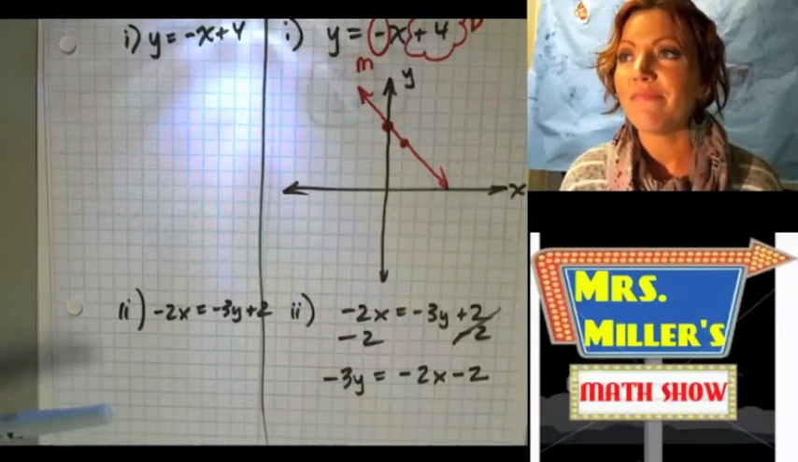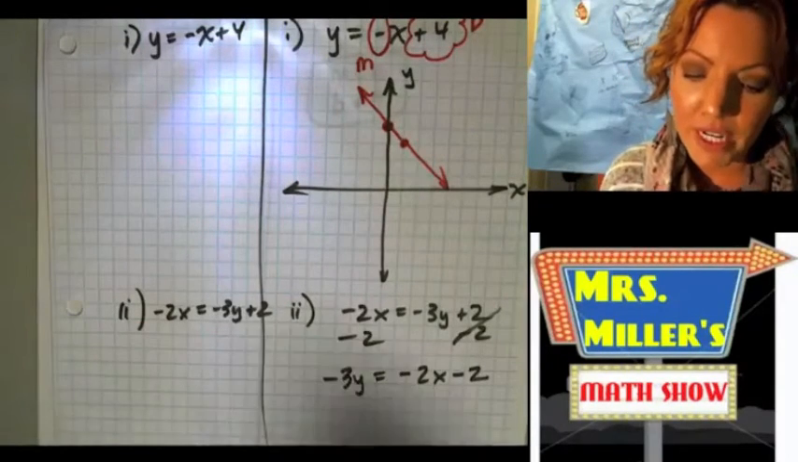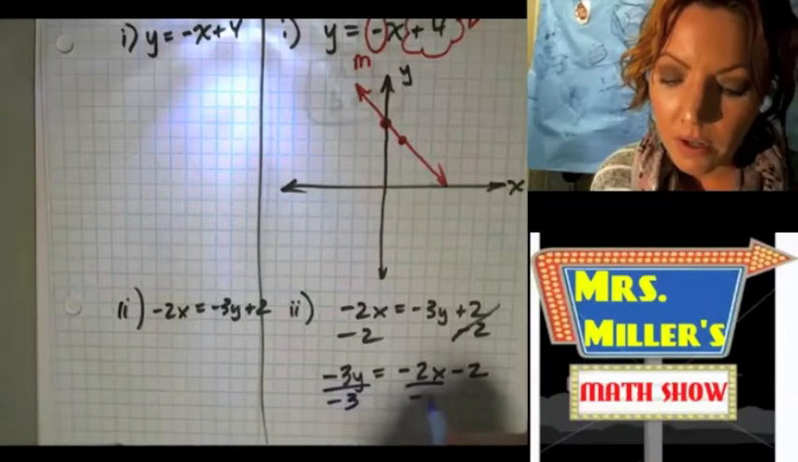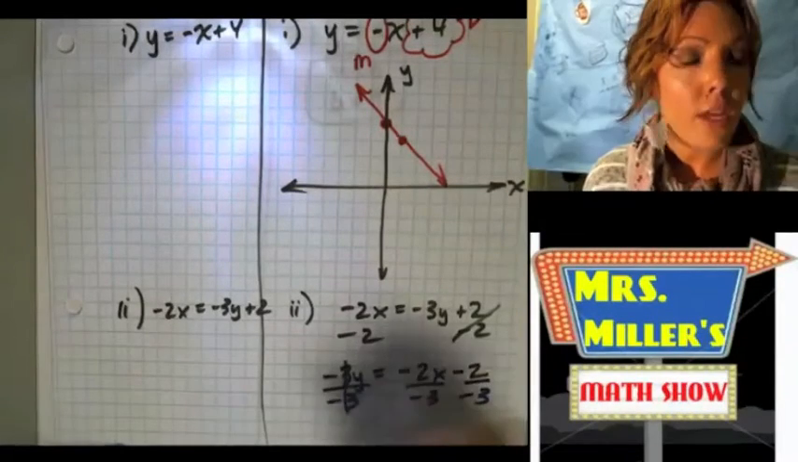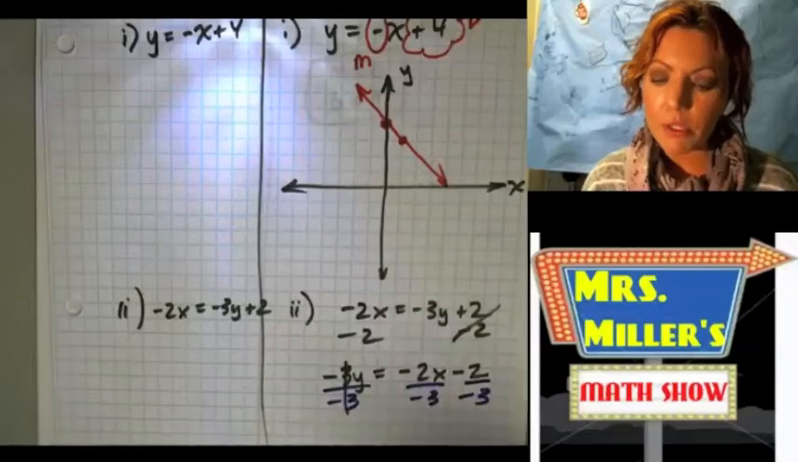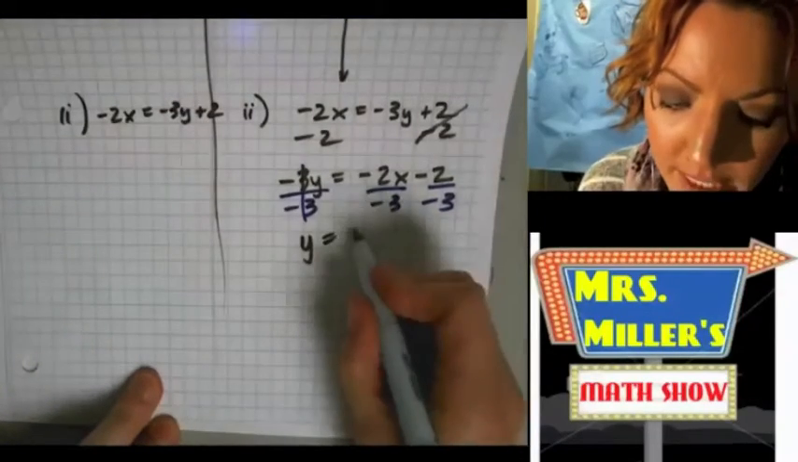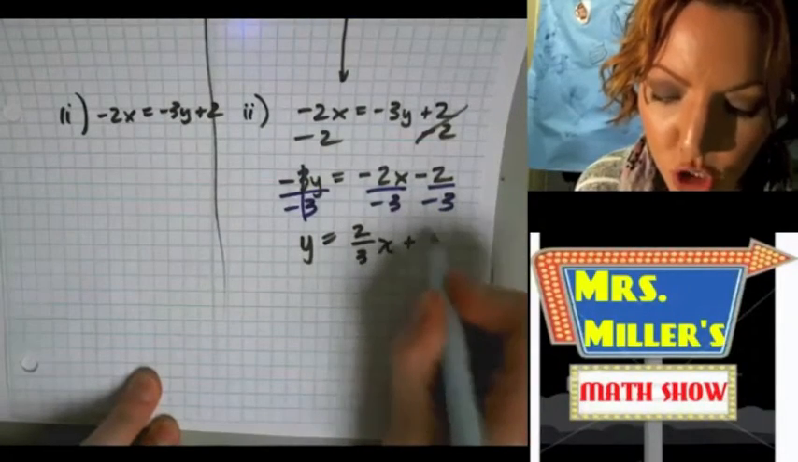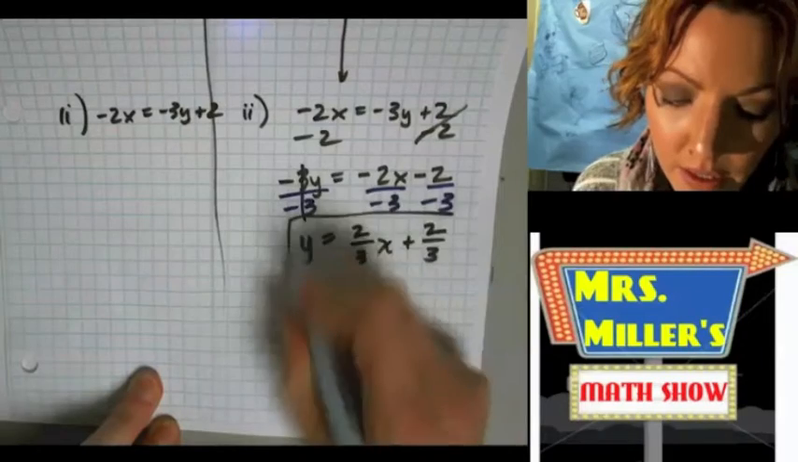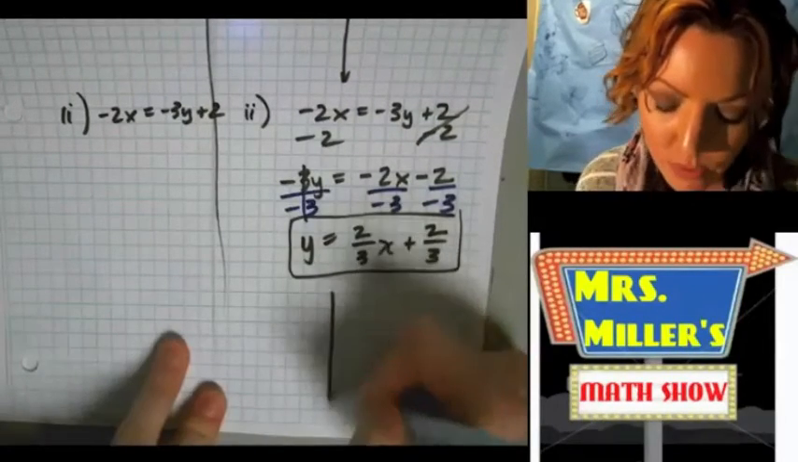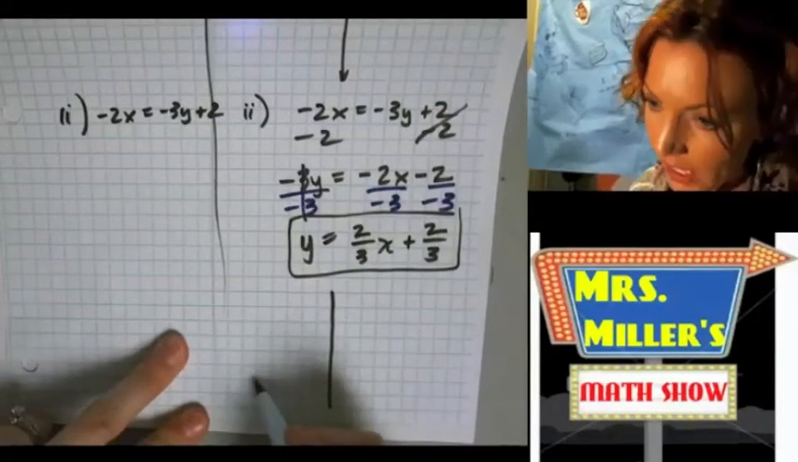Taylor. Divide by negative 3. Good. Okay, so we have a bunch of double negatives here, which makes them what? Positive. So we end up getting y equals positive 2/3 x plus 2/3. All right, this is why I want to go through this problem, because we've got a lovely, lovely fraction in it.